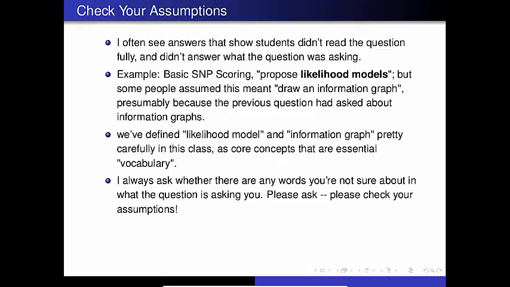An example of this was on this basic SNP scoring question that we did last time. The question asked to propose likelihood models, but some people assumed that this meant draw an information graph, which is maybe a natural assumption given that in the previous question we had been drawing information graphs.